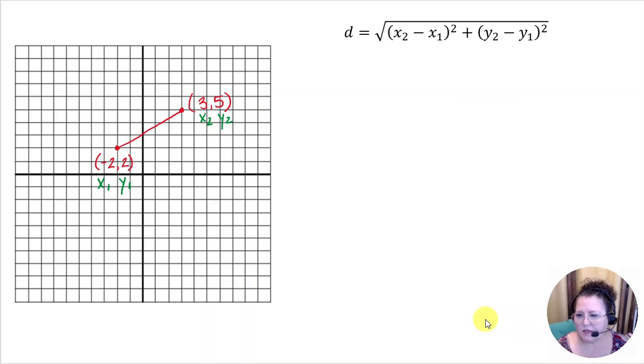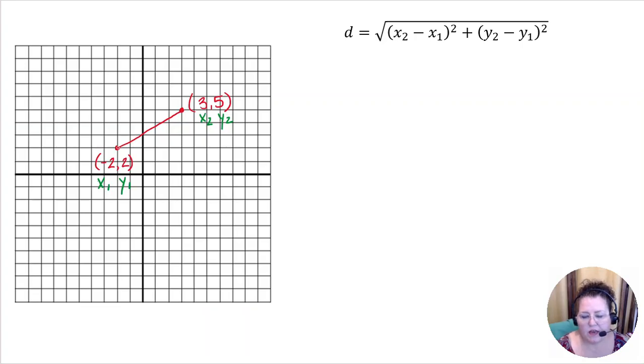Right. Let's talk about the distance formula right quick. Set up here on the coordinate plane, we have the 2 points. The first point down here being -2 and 2. The second point being 3 and 5. And then we have the line that's drawn between those 2 points.